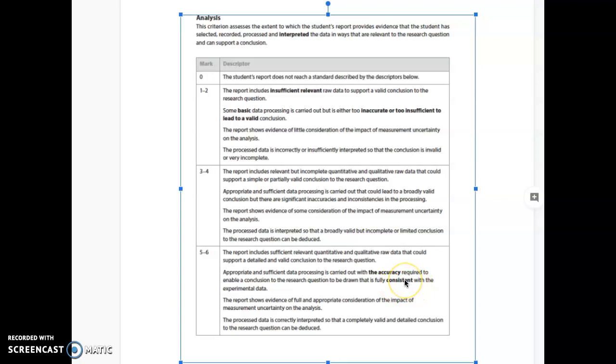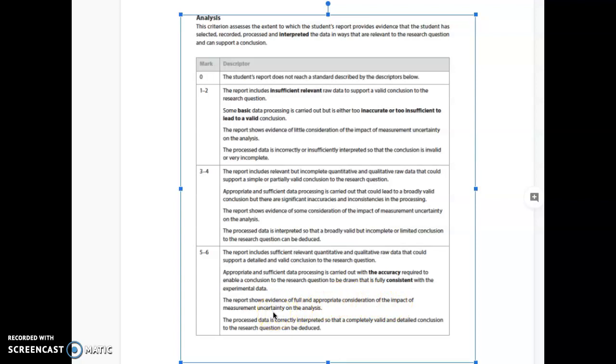I've actually had reports in the past where the graph shows that A is proportional to B and the conclusion states that it's inversely proportional, right? Usually done in a rush or inaccurately. So be careful, always go back to your data and make sure you're stating a conclusion that's real, that you've got evidence for. The report shows evidence of full and appropriate consideration of the impact of uncertainty.